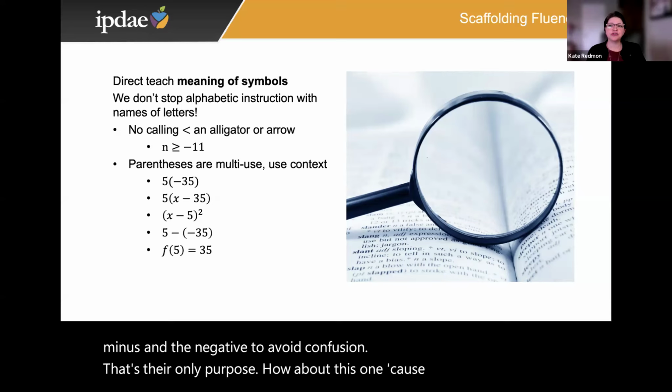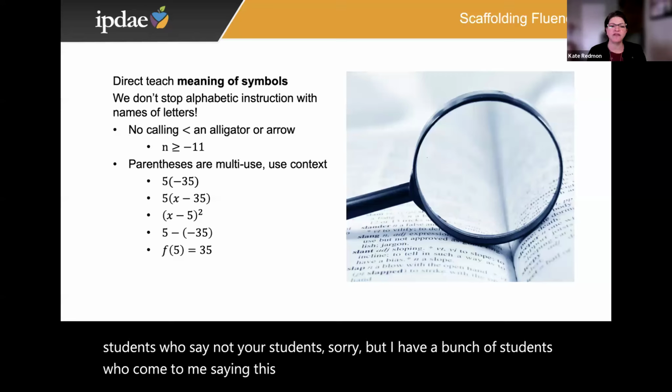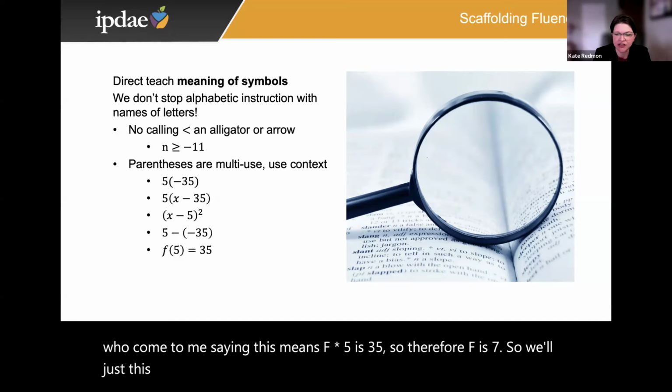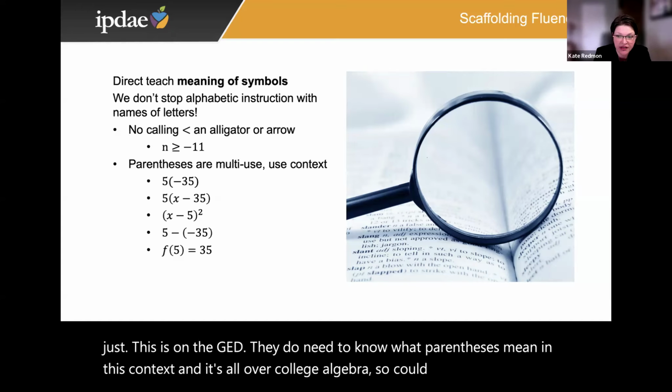Because I have a bunch of students who come to me saying this means f times 5 is 35, so therefore f is 7. So we'll just, this is on the GED. They do need to know what parentheses mean in this context, and it's all over college algebra. So could somebody read this?